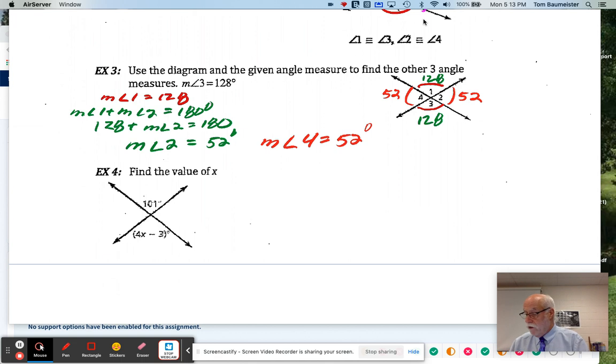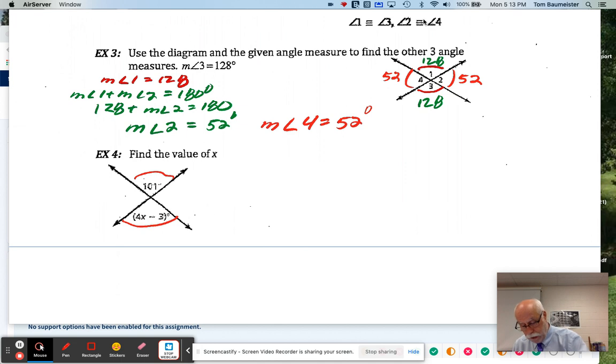And then finally, find the value of x. Well, we know that this angle here and this angle here are vertical angles. We just said that vertical angles are congruent, or equal in measure. So I can say that 4x minus 3 is equal to 101 degrees. I'm going to add 3 to both sides, so I'll get that 4x is equal to 104. And now I'm going to divide both sides by 4, and I'll get that x is equal to 26.